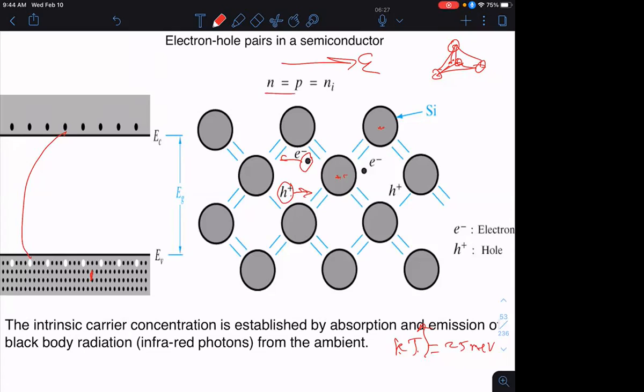Now at room temperature, in a pure semiconductor, the number of electrons and holes obviously have to be equal to each other, right? Because if you break a bond, n equals p, and they're both equal to what I call my intrinsic carrier concentration. So at room temperature in silicon, n_i happens to be about 10 to the 10 electron-hole pairs per centimeter cubed. That's the number of electrons or holes that we have in pure silicon at room temperature. Okay, that's called the intrinsic carrier concentration n sub i.